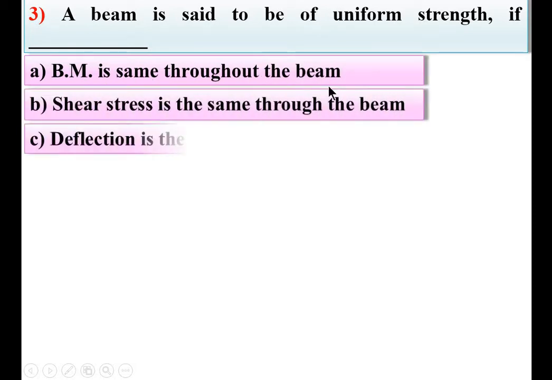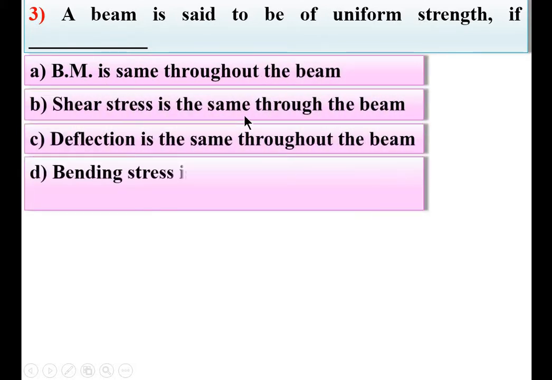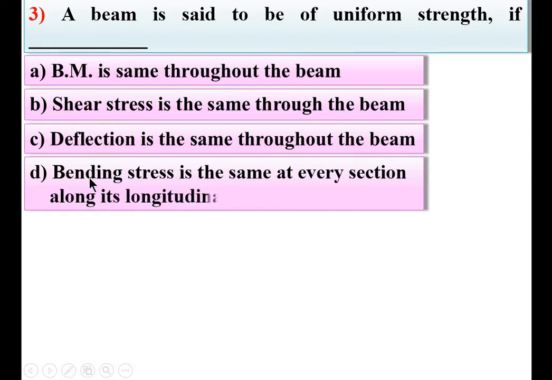Next, a beam is said to be of uniform strength if: bending moment is the same throughout the beam, shear stress is the same throughout the beam, deflection is the same throughout the beam, or bending stress is the same at every section along its longitudinal axis.